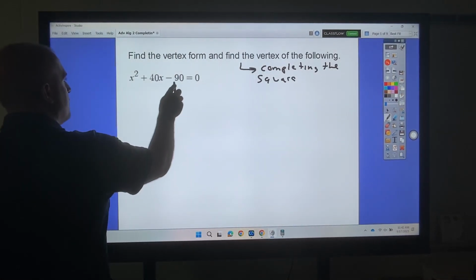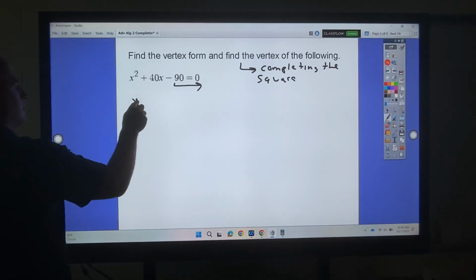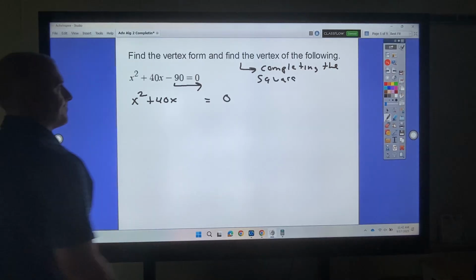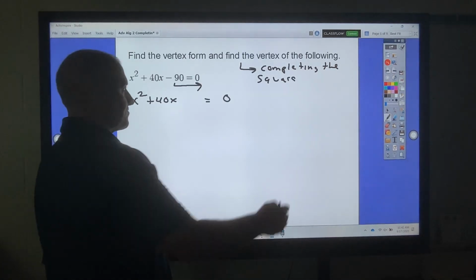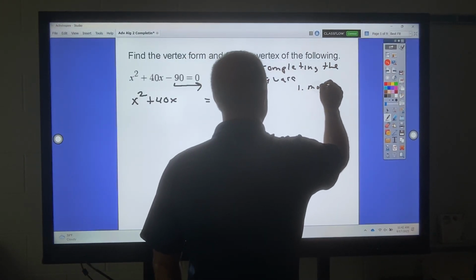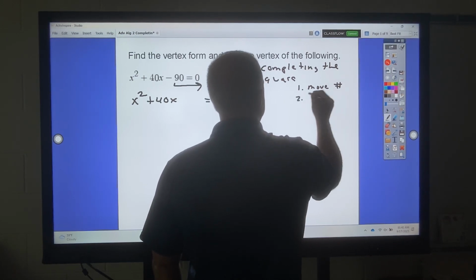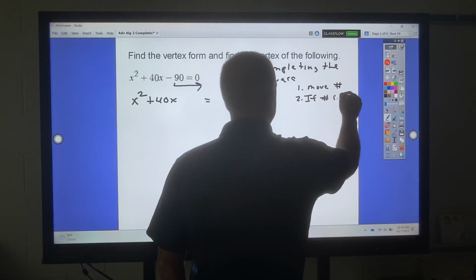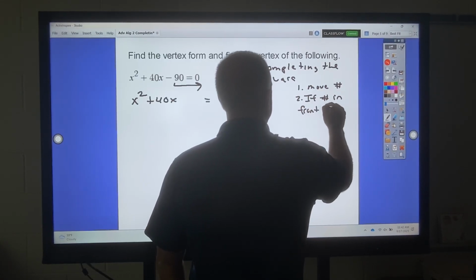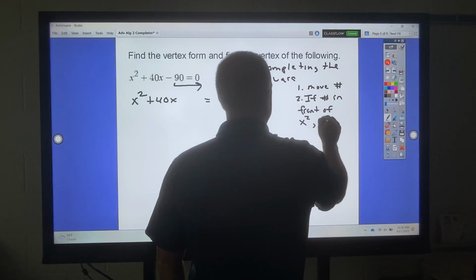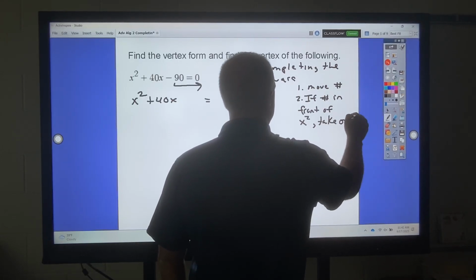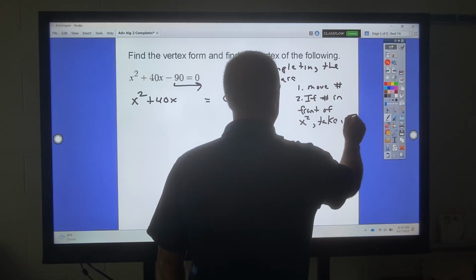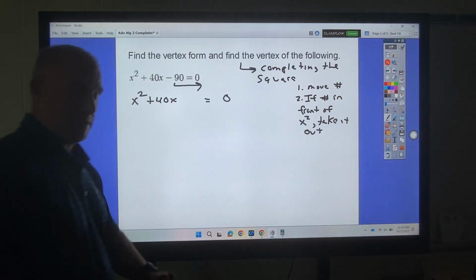First, you move this number to the other side. So basically you're going to move your number. Now, if you have a number in front of x squared, take it out. I'll show you how to do that in a little bit.